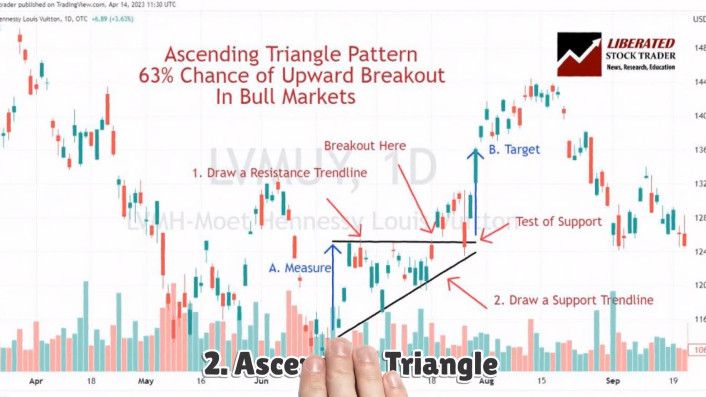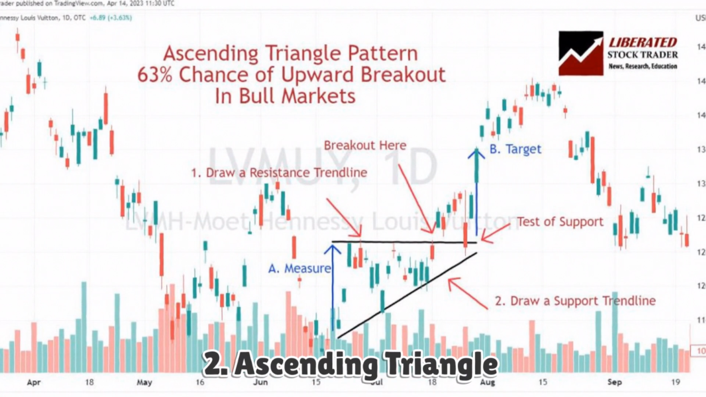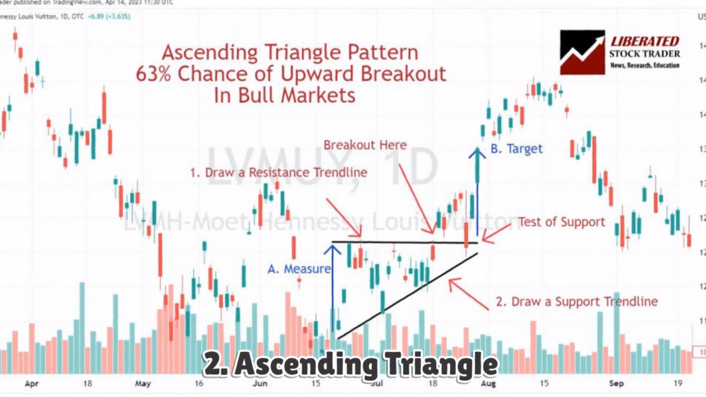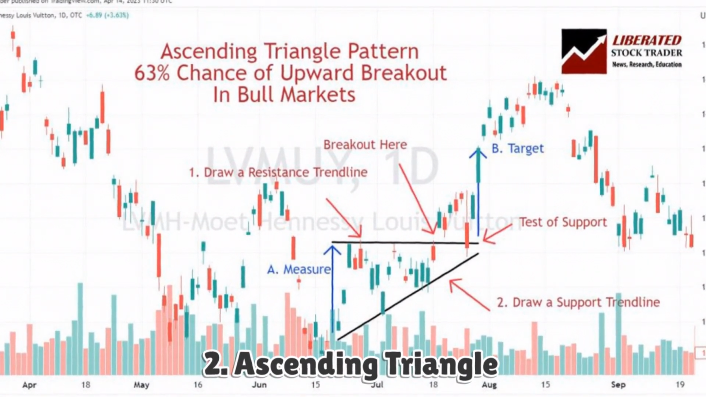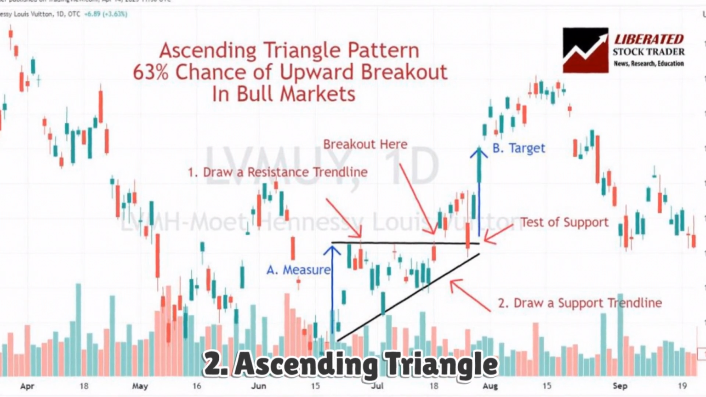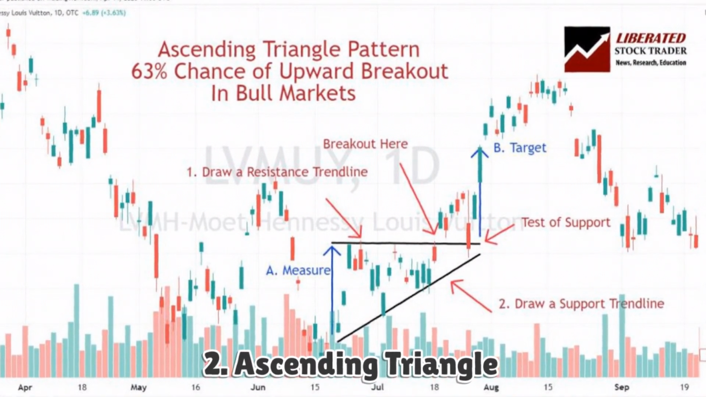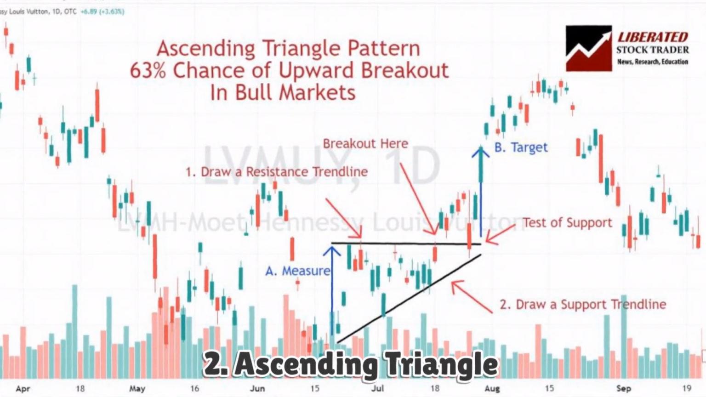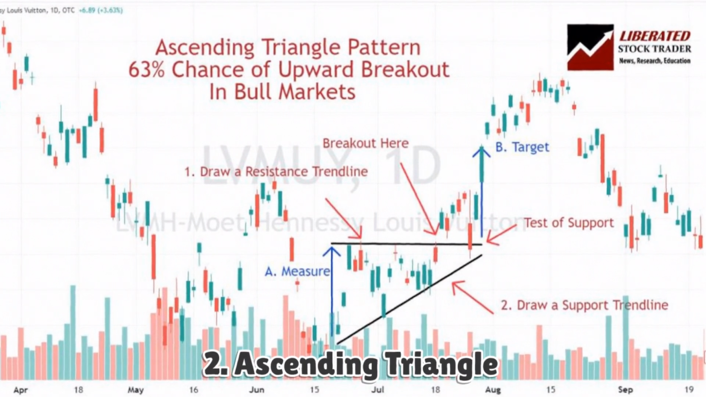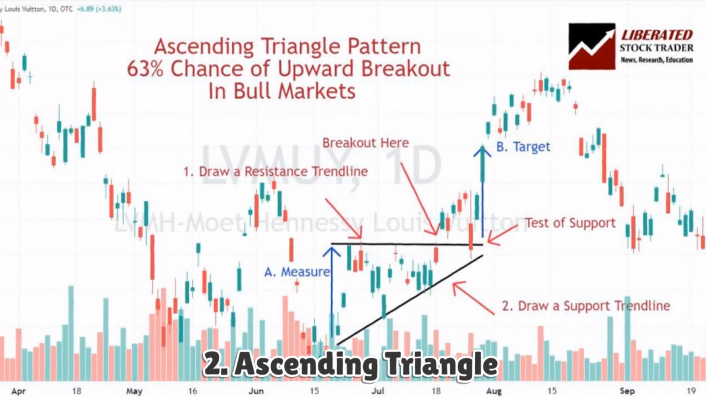Next up is the ascending triangle. It is a bullish pattern with higher lows and a flat top, indicating an uptrend continuation. When trading this particular chart pattern, traders will look for the breakout above the resistance level. This is typically met with increased buying pressure and is the time to buy.